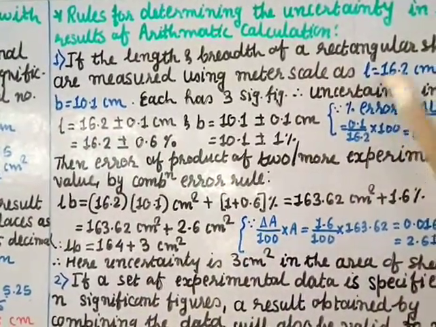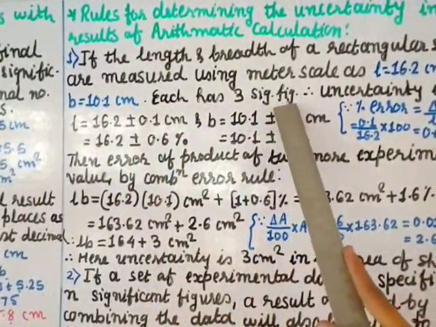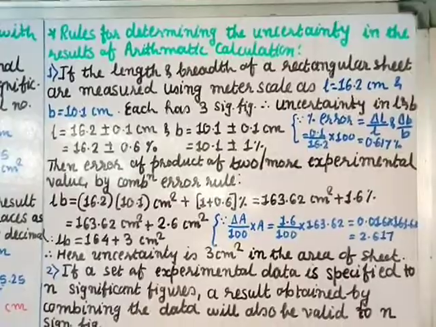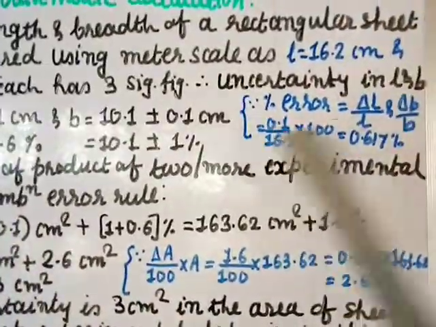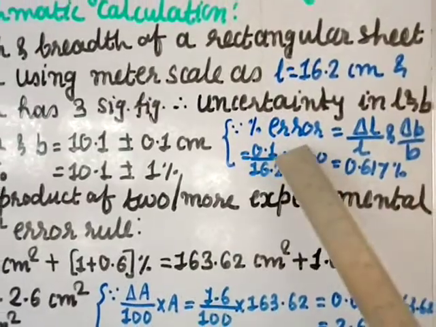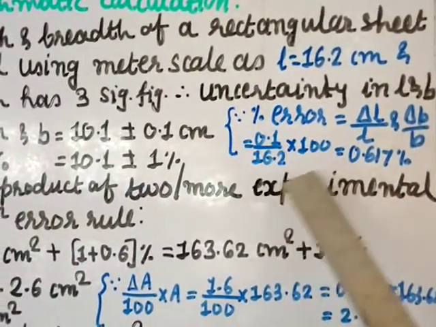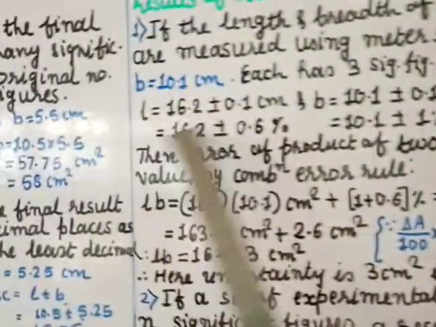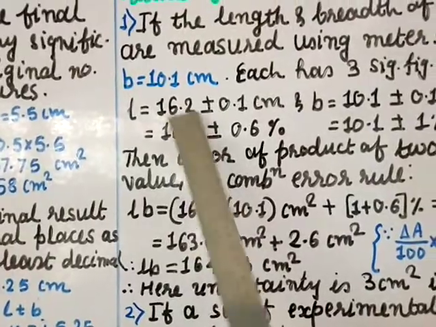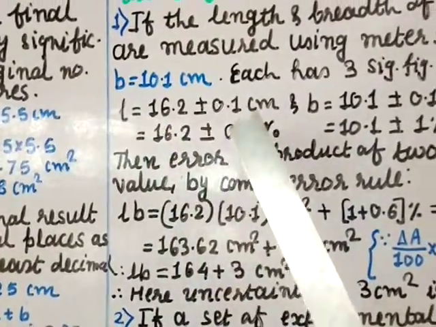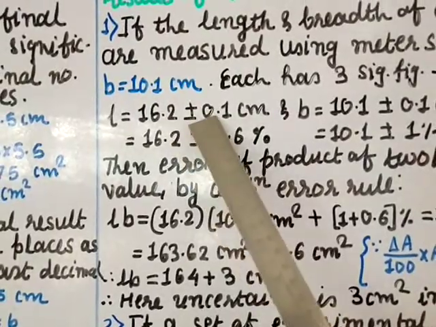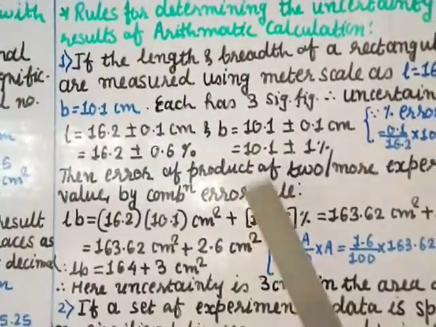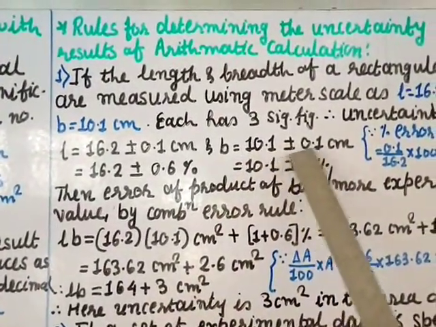And how many digits are there? 1, 2, 3. Here also 1, 2, 3. So each has 3 significant figures. Therefore, uncertainty in L and B. Now we are going to write the uncertainty. I am using what we have studied last class. Percentage error also I am going to use. Percentage error is delta L by L into 100, you have to multiply by 100, and delta B by B into 100. So first I am writing L is equal to 16.2, that is the length. The uncertainty is plus minus 0.1 centimeter, because this is my resolution of the measuring instrument, and B is equal to 10.1 plus or minus 0.1 centimeter.